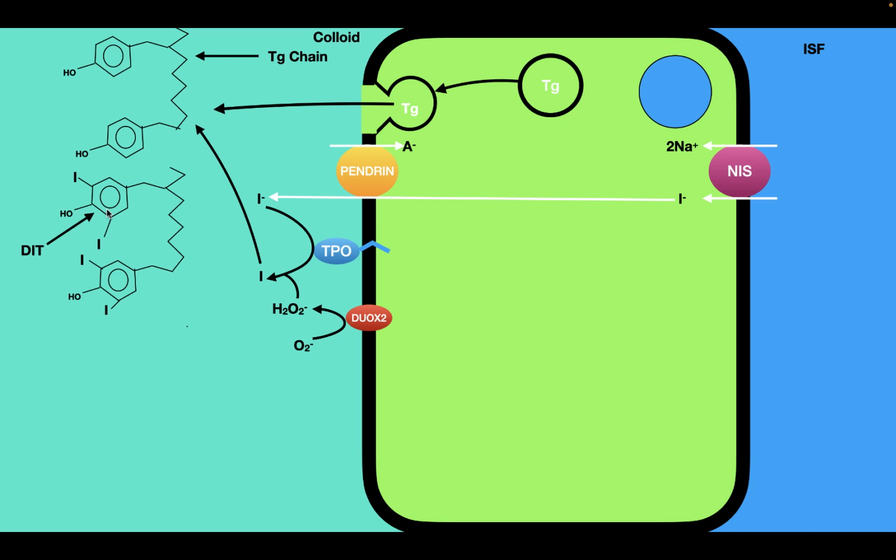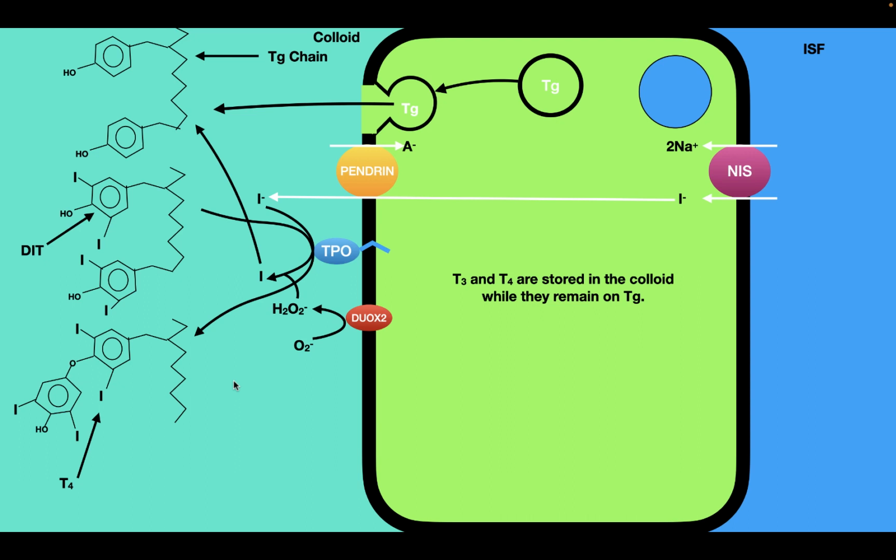So after these DITs are formed, the DITs can undergo a conjugation reaction that is going to be catalyzed by TPO. And this conjugation reaction basically connects 2 of these residues together. So what we see here is that these 2 residues are now connected together, as we see right here. So this residue is going to be called T4. So this T4 that we see right here is still connected to the thyroglobulin chain.